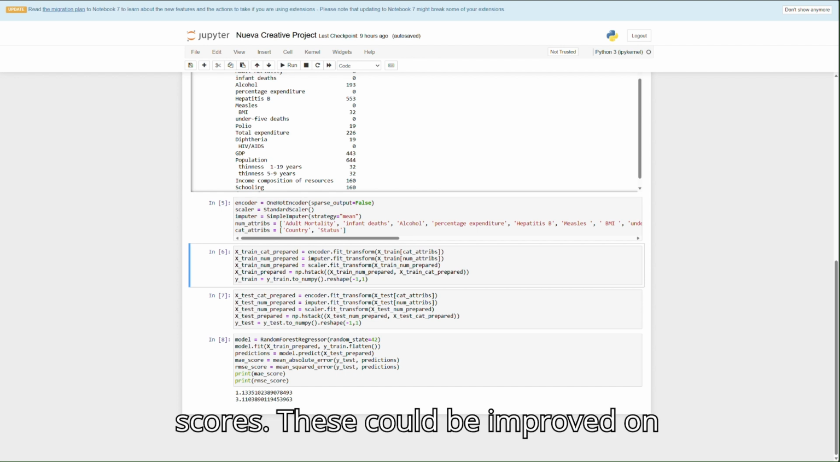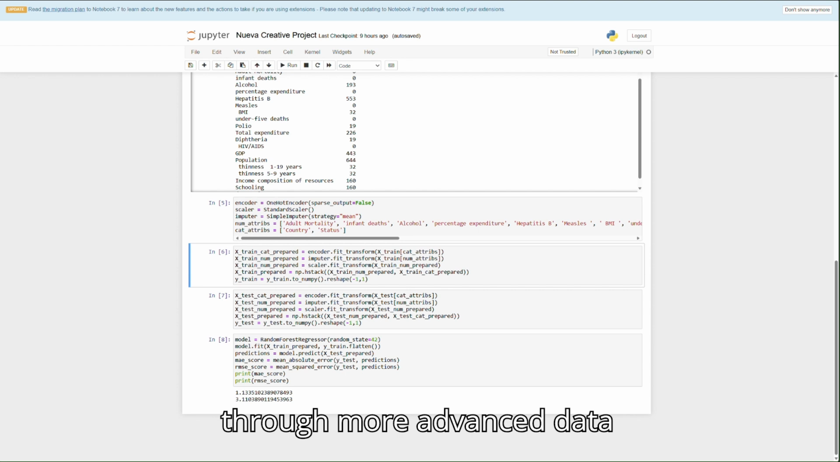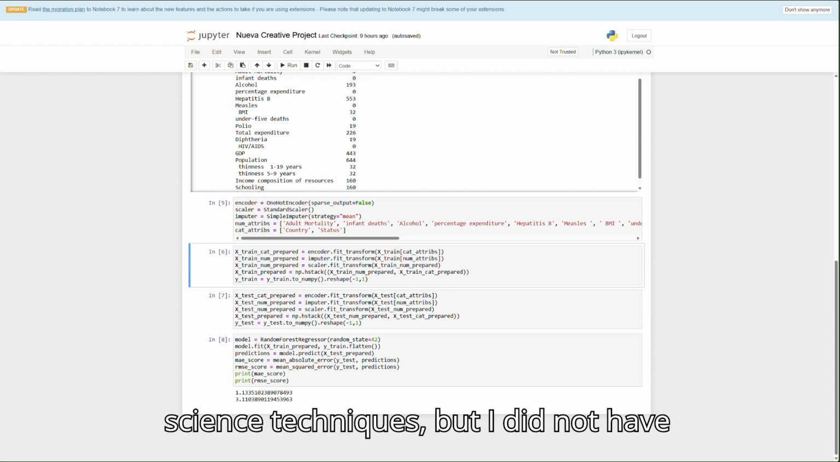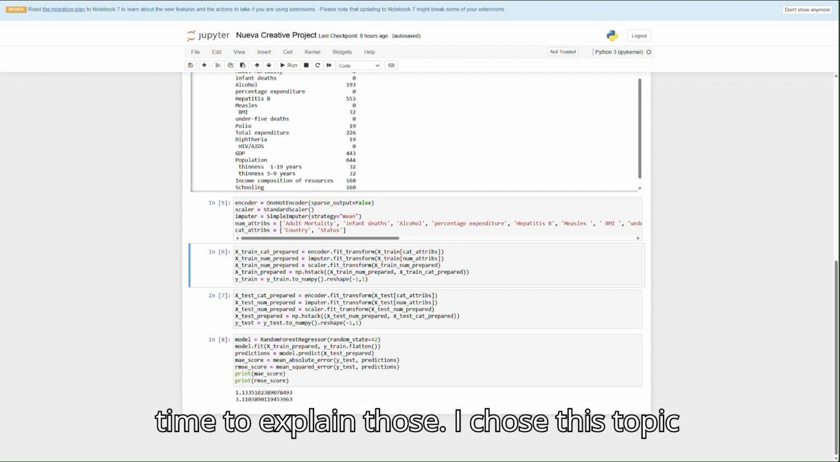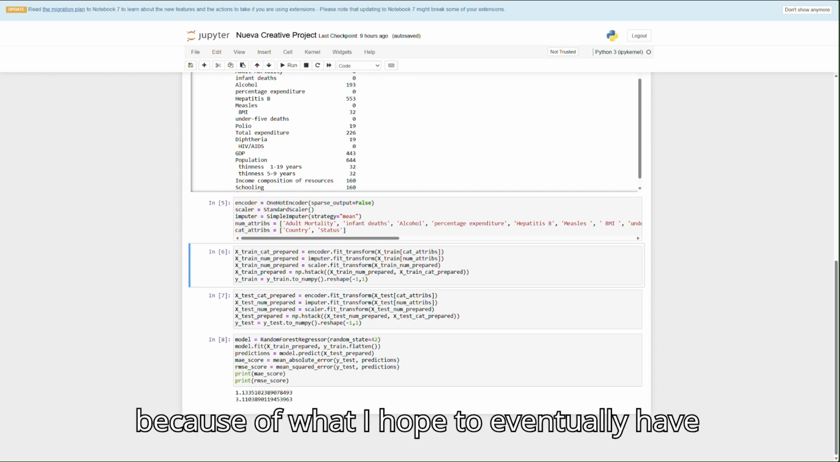These could be improved on through more advanced data science techniques, but I did not have time to explain those. I chose this topic because it's what I hope to eventually have a career in.